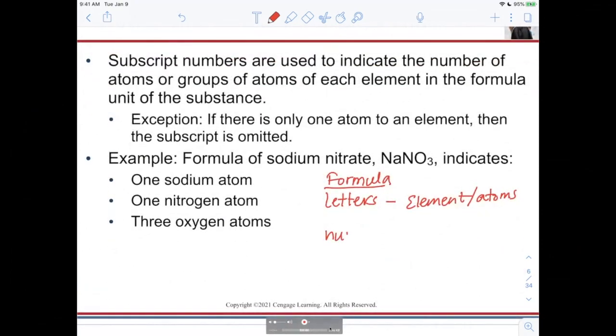The numbers are usually written as subscripts, and these numbers, aka the subscript, represent the number of atoms or number of elements. So this represents the number of atoms slash elements. Remember, atoms and elements are used interchangeably. Now, the number usually refers to the letters written before. So the number can represent an atom or a group of atoms.